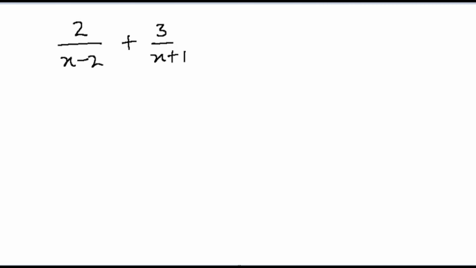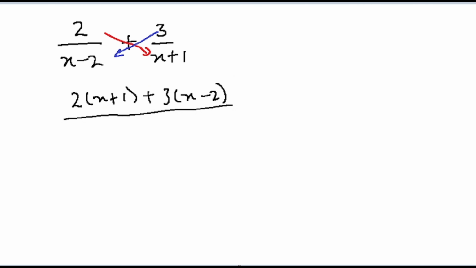A very fast method to do this is just to multiply 2 by x plus 1, and we're going to have 2 bracket x plus 1, plus, then we multiply 3 by x minus 2, and that's going to give us 3 bracket x minus 2, and we're going to divide everything by the denominators multiplying themselves. So x minus 2 and x plus 1 multiply themselves. So what do you have? We're going to have x minus 2 and x plus 1.